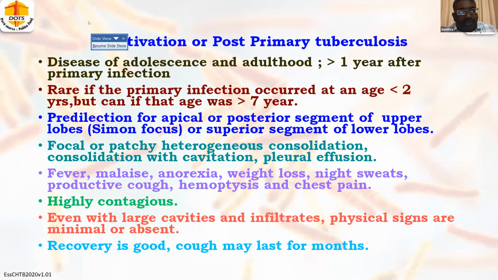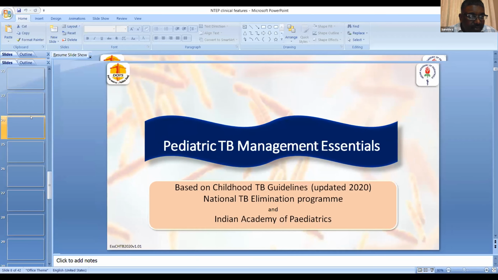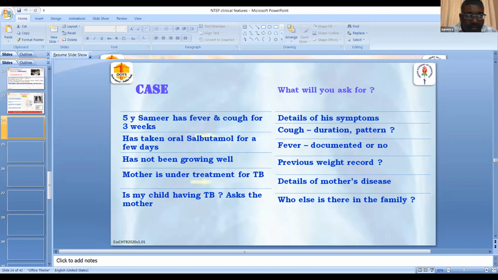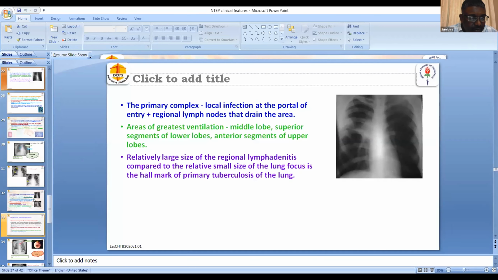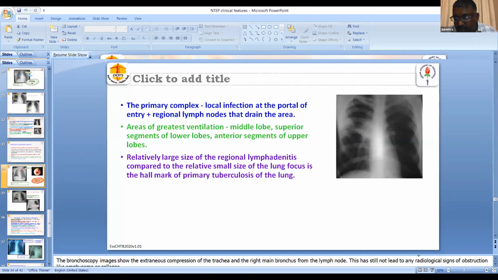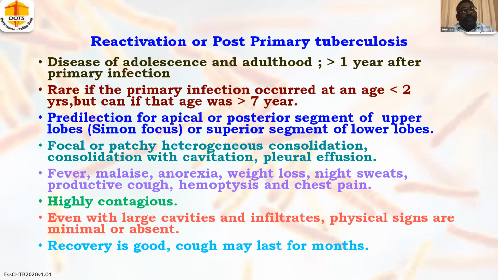or post-primary tuberculosis. Sorry. Reactivation or post-primary tuberculosis. Now, we have already seen that there are multiple causes for tuberculosis when mycobacteria get inside the patient. Now, this one is a reactivation, which is a post-primary tuberculosis.